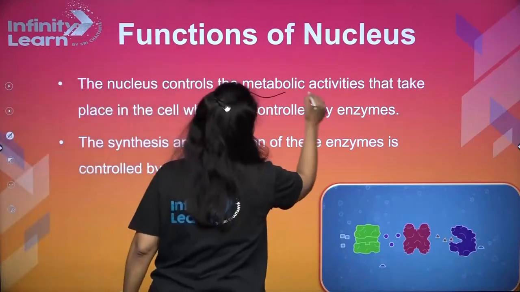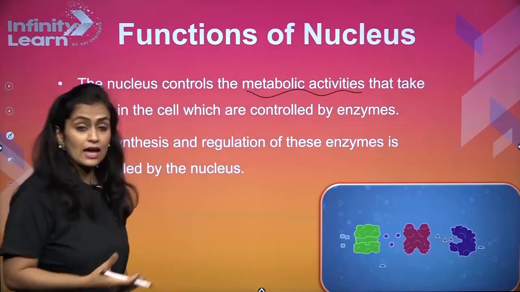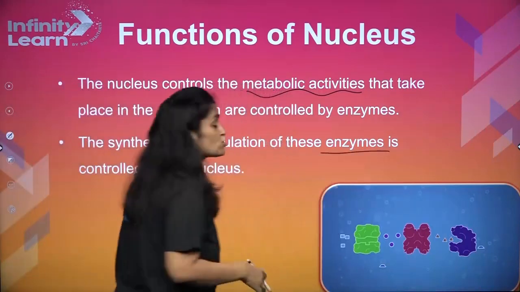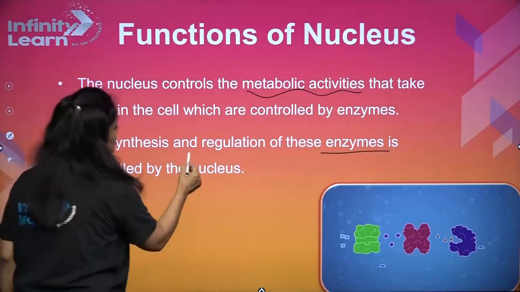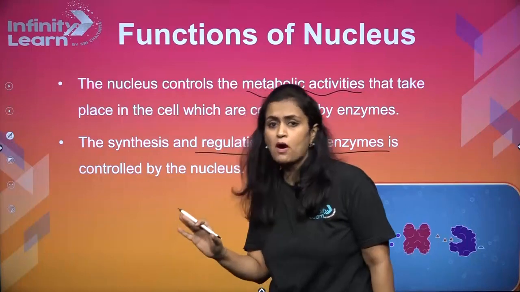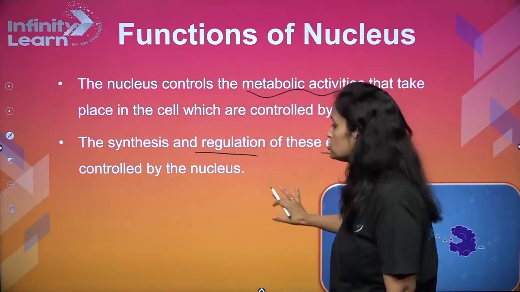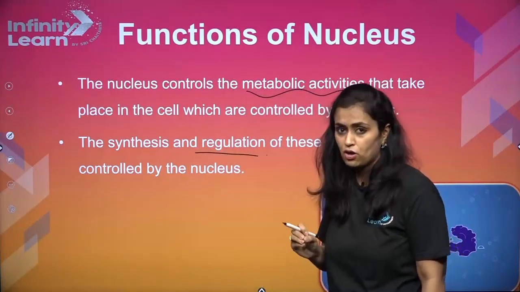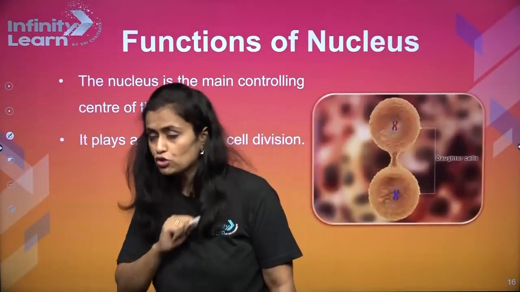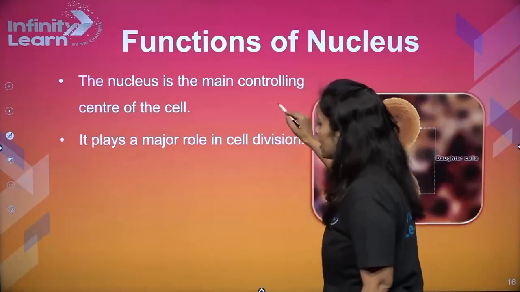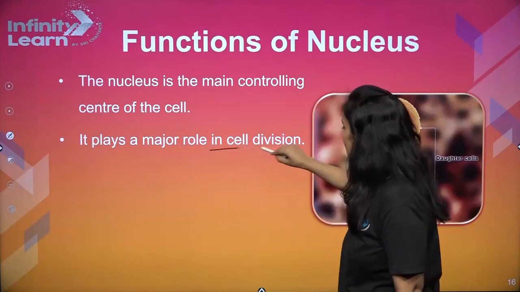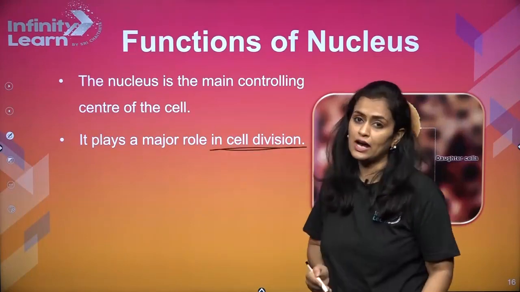It takes care of metabolic activity, it takes care of what kind of enzymes have to be secreted, how much quantity, that means regulation of its secretion, whether required or this much amount is required. Every decision about the cell metabolic process is taken inside the nucleus. Not only that, the nucleus is the main controlling system over there, and it has a major role in cell division as well.